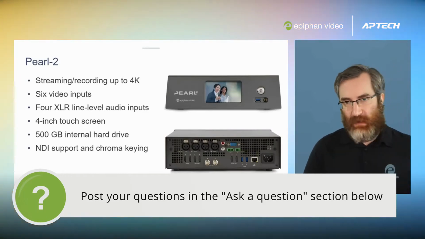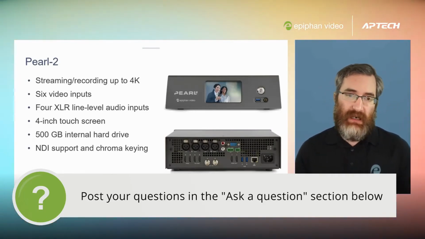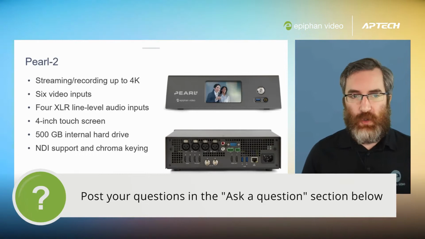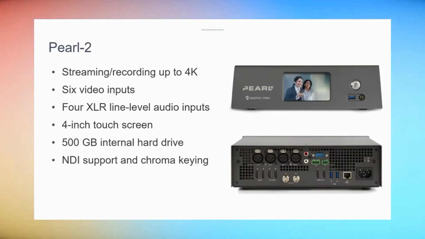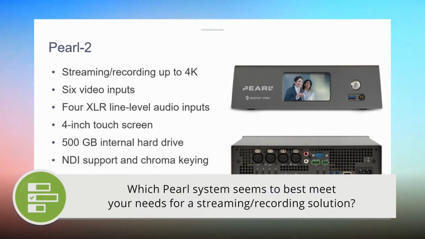So now for the big one, Pearl 2. This is the biggest model in the Pearl line. Pearl 2 can support streaming and recording in up to 4K. It has six video inputs, four HDMI, two SDI. It has four XLR line level inputs, which can be two separate balanced stereo pairs or four mono inputs. They are line level, so there needs to be some sort of preamp or mixer in front of it.